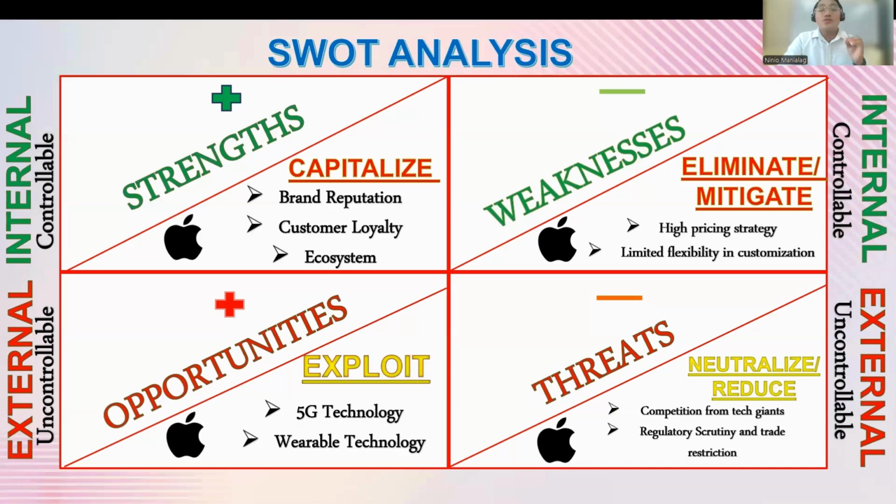Now, what are we going to do with these threats? While Apple cannot control these external threats, it can neutralize their impact by adopting defensive strategies, such as diversifying its supply chain to reduce dependency on any one region and investing in privacy-focused technologies to stay ahead of regulatory demands. This approach helps Apple maintain its reputation and resilience in a volatile market.